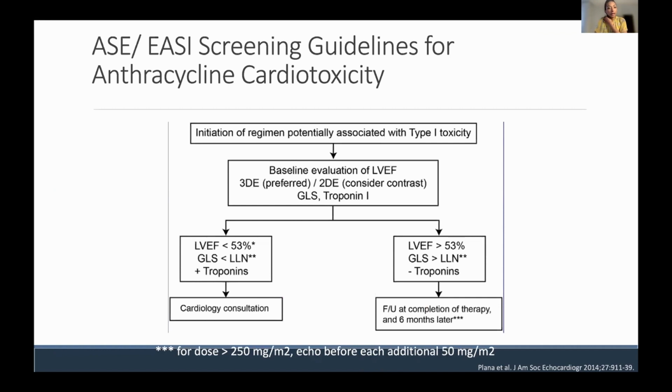These are the screening guidelines for development of anthracycline cardiotoxicity. It's recommended that you obtain a baseline assessment of EF, 3D echo is preferred, or 2D echo with contrast, along with strain measurement and troponin I measurement at baseline. If these are abnormal at baseline, then you want to consider cardiology. If these are normal, then they recommend doing another follow-up at completion of therapy and 6 months later. They also recommend, for doses of more than 250, an echo before each additional 50.